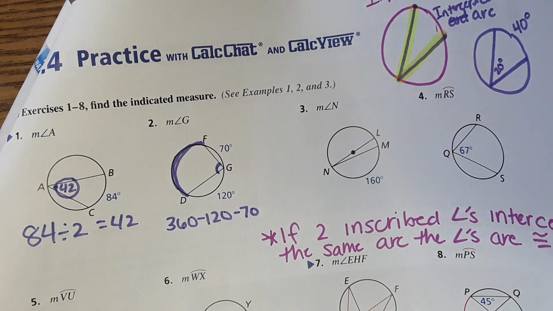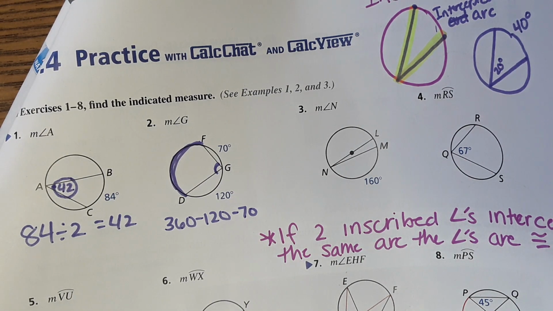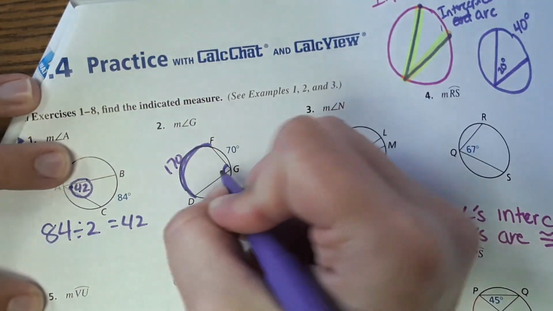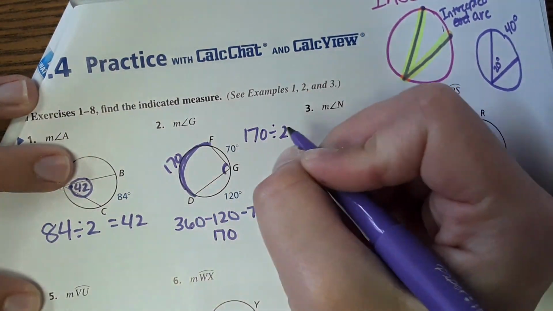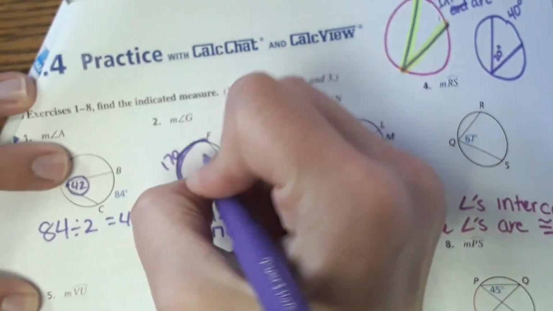So 360 minus 120 minus 70. I would keep putting in the wrong numbers. Okay, comes out to 170. So this is 170, but it's asking for the angle. So to get that angle, we divide that by 2. And it comes out to 85.